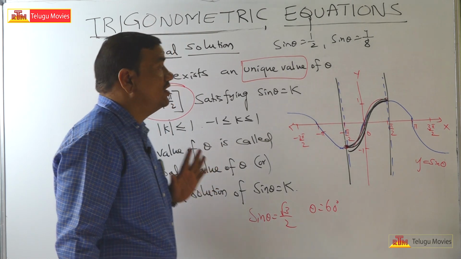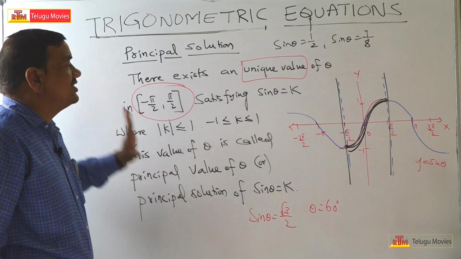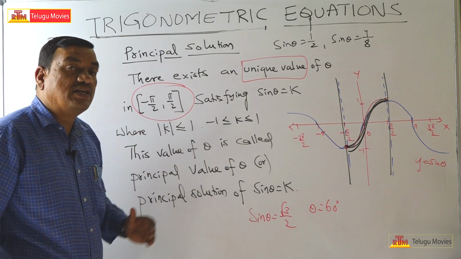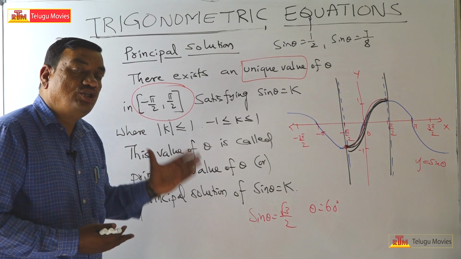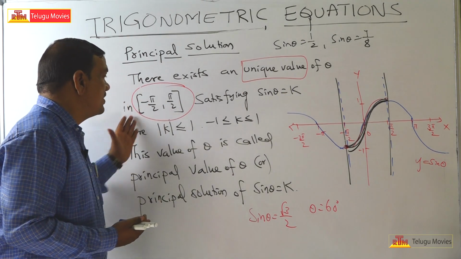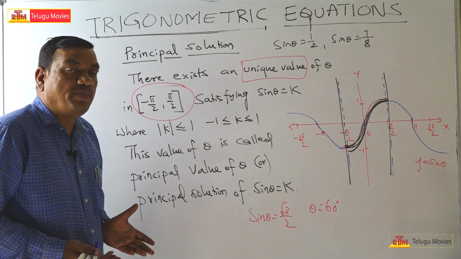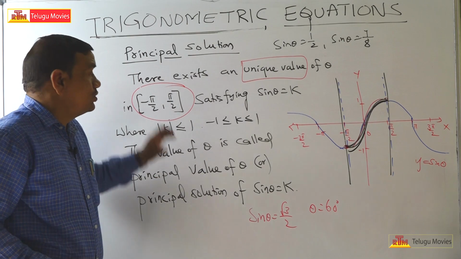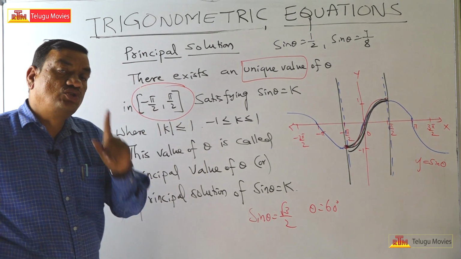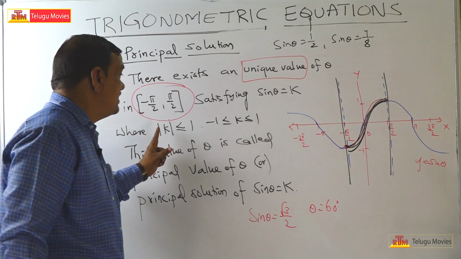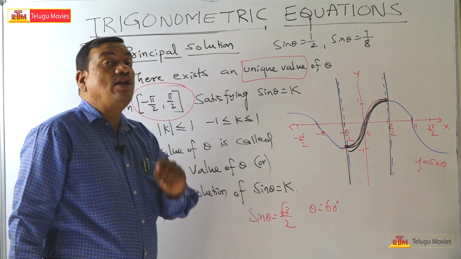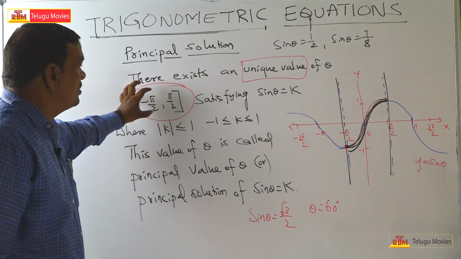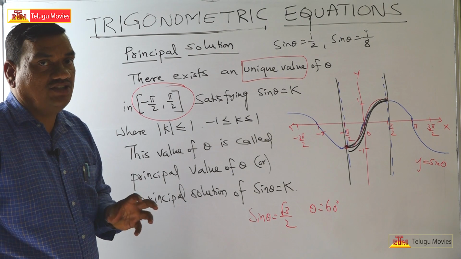Understand this? So, the interval in which there exists one and only one solution: for sin theta, it is closed bracket minus pi by 2 to plus pi by 2. For cos theta, it is from 0 to pi. For tan theta, open bracket minus pi by 2 to plus pi by 2. I will write it on the board. In this interval, there exists one and only one value which satisfies sin theta is equal to k. That value is called the principal solution of that equation. So, I will write down the intervals in which the principal solution exists.